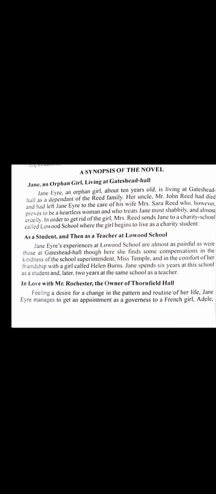So, here is a synopsis of the novel. Now, this novel is about Jane, and Jane is an orphan girl living at Gateshead Hall. So, Jane Eyre, an orphan girl about 10 years old, is living at Gateshead Hall as a dependent of the Reed family. Her uncle, Mr. John Reed, had died and had left Jane Eyre to the care of his wife, Mrs. Sarah Reed, who, however, proves to be a heartless woman and who treats Jane most shabbily and almost cruelly.